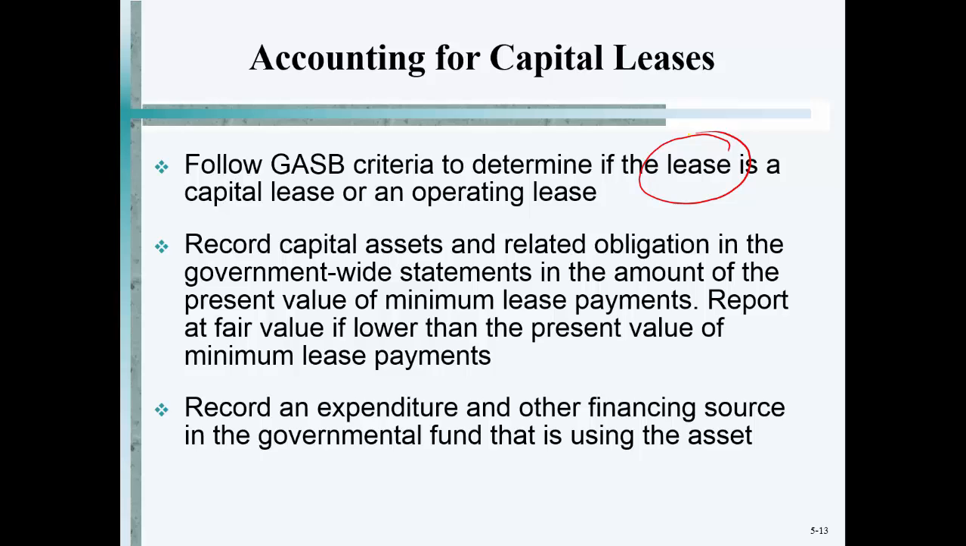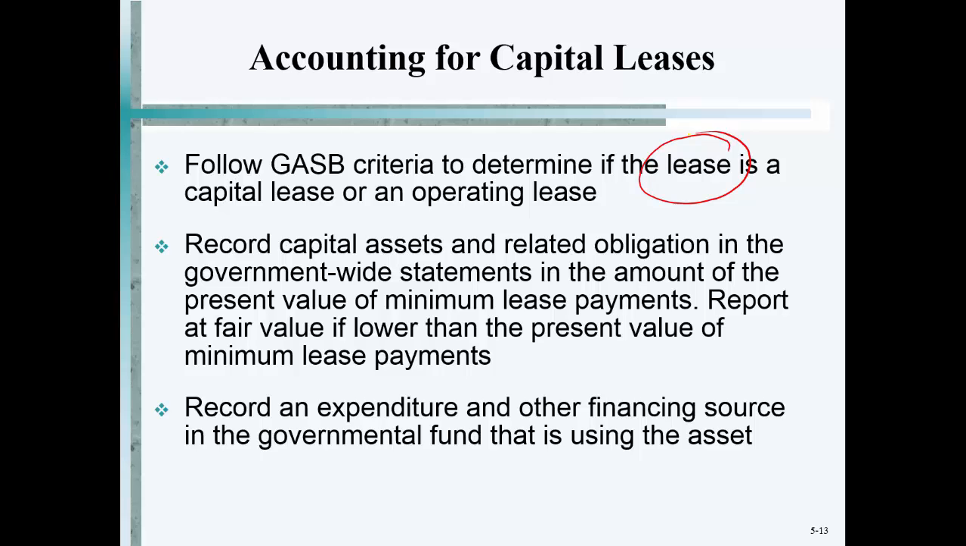Okay. So if you have an ownership transfer, written bargain purchase, present value of the minimum lease payments is greater than or equal to 90% of the fair market value of the property, term of lease is greater than or equal to 75% of the economic life of the property, you meet any one of those, you own that property, don't you? And you have a capital lease. Okay. Now the criteria is changing, and so that is sort of going to be old pretty soon.